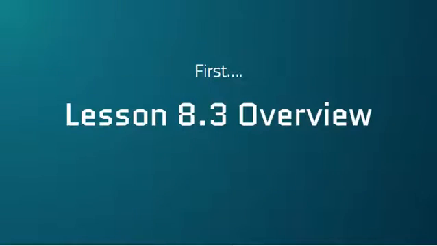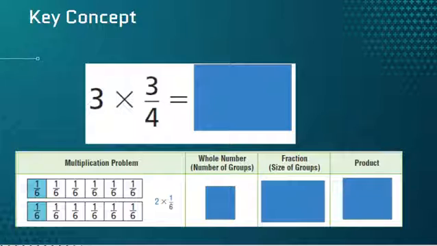Starting off, we're going to go over a little overview of 8.3. I know that was quite a few weeks ago, so let's talk about what we learned in 8.3. The key concept in 8.3 was to be able to multiply a whole number and a fraction. So go ahead and think to yourself for a moment, what would our product, our answer, be if we multiplied 3 times 3/4? What are the steps we take to get there?